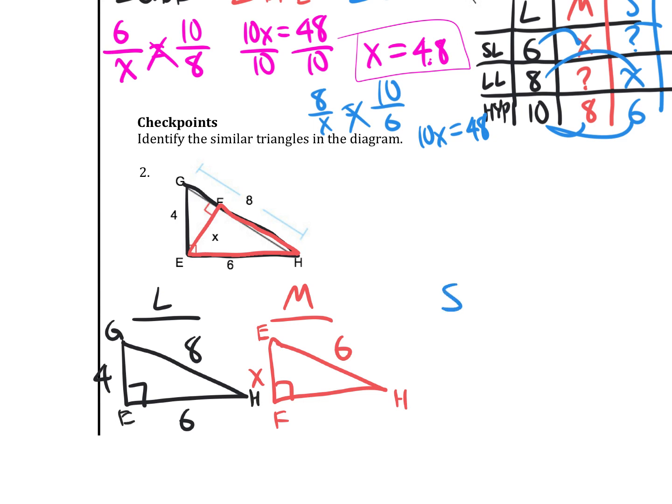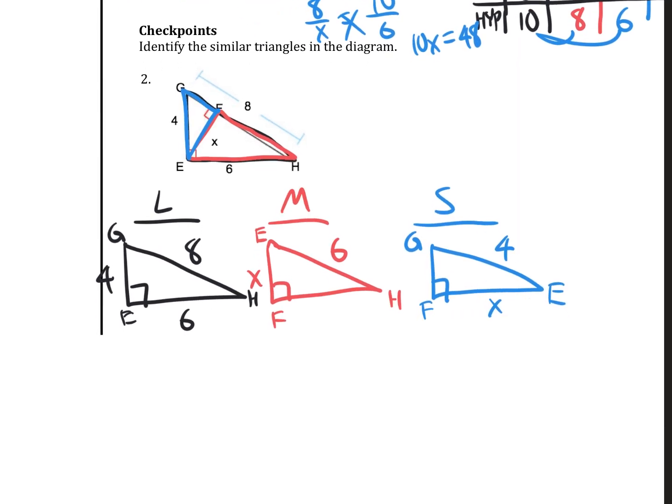And the small triangle in blue, this one right here, we have G, E, the right angle, and, no, that's F actually, my bad. And this is E. Now, what do we know about that triangle? Well, the hypotenuse is 4, and the long leg is x. Okay. So for this one, what are we thinking here?